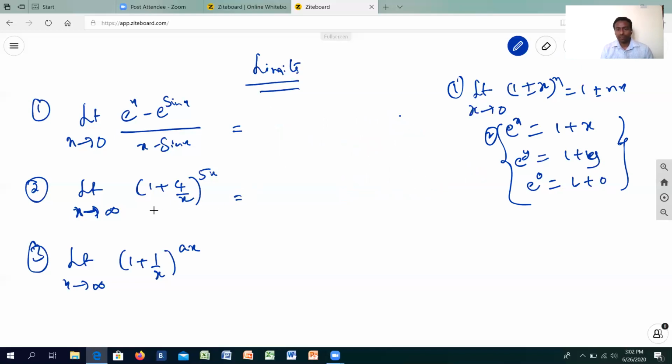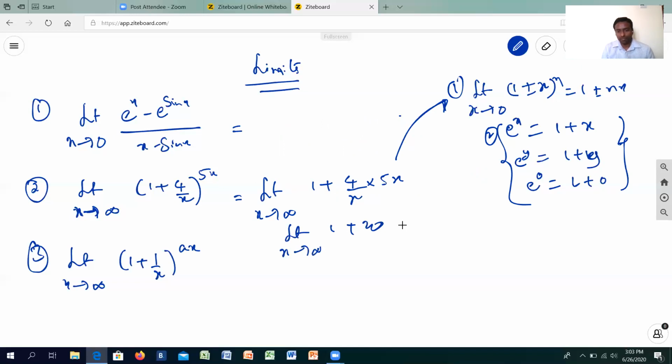See, as I've said, a binomial expression, whether it tends to 0 or infinity, doesn't matter. You have a radical power. So what were we doing? We were just multiplying it. That means 4 by x into nx. I'm applying this particular thing now. It will give me 1 plus 20. So limit x tends to infinity, 1 plus 20 means if I have to sum it up and check my answer in terms of e, it has to be e raised to 20. You can refer to this formula that I've given you over here.